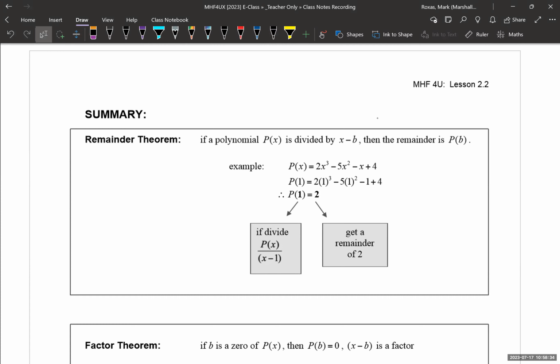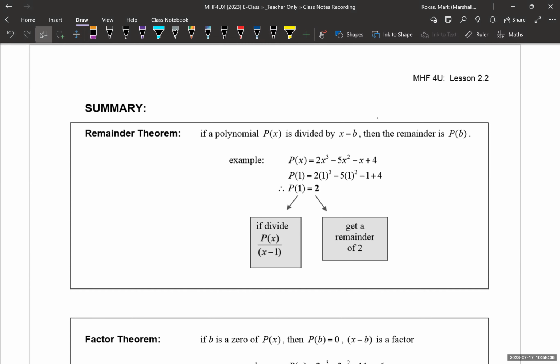Summarizing other things like the remainder theorem, remember if the polynomial is divided by x minus b, then the remainder is p of b. So if you're dividing a polynomial, let's say by x minus 1, here's this polynomial, we're dividing by x minus 1. So you plug in a 1, a positive 1, okay, right? So x minus b equals x minus 1. So what is b? b equals 1. And so p of 1 is my remainder, and that turns out to be 2. Okay, you get a remainder of 2.